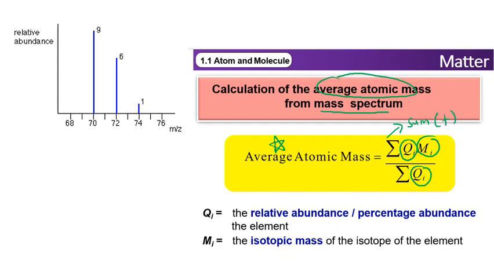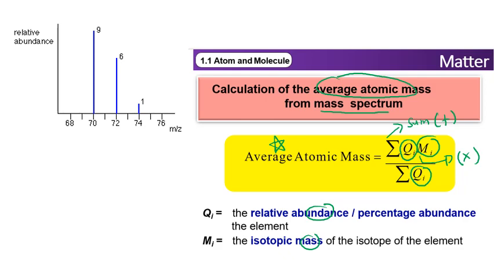This is the symbol of sum, where the mathematical operation is addition. The mathematical operation between Ki and Mi, where Ki is the abundance and Mi is the mass, is multiplication. So let's look at one example.